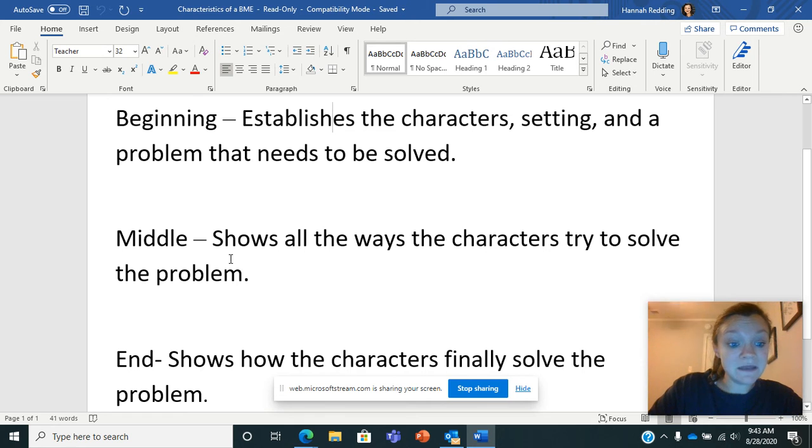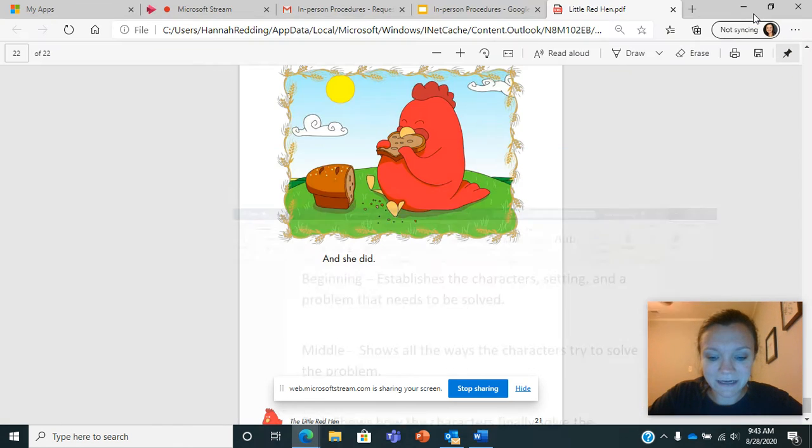She looks back at the middle, at all the ways she tried to ask for help and figure out how to solve the problem. But because they didn't help her, she decided in the end that that was her bread. She didn't want to share it. That was all her hard work. I don't blame her. I would have done the same thing. What about you? Show me yes. Show me no. Some of you are a little nicer than Mrs. Hen. What we're going to do now is take a look.